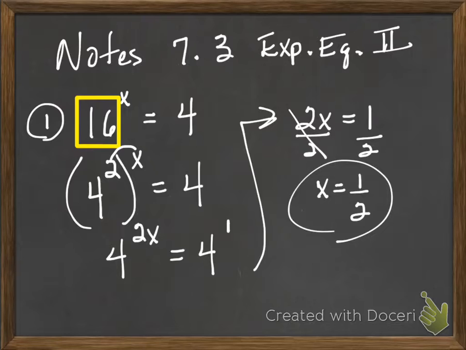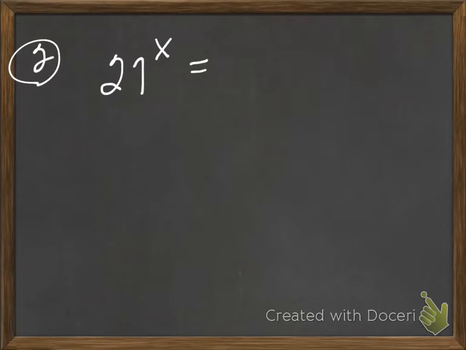And if you're guessing, you're just driving around. So it's better to have a direct way. So that's what we're doing. All right, number 2. 27 to the x power is equal to 3. So let's do this the direct way. Let's not just guess unless we have to.